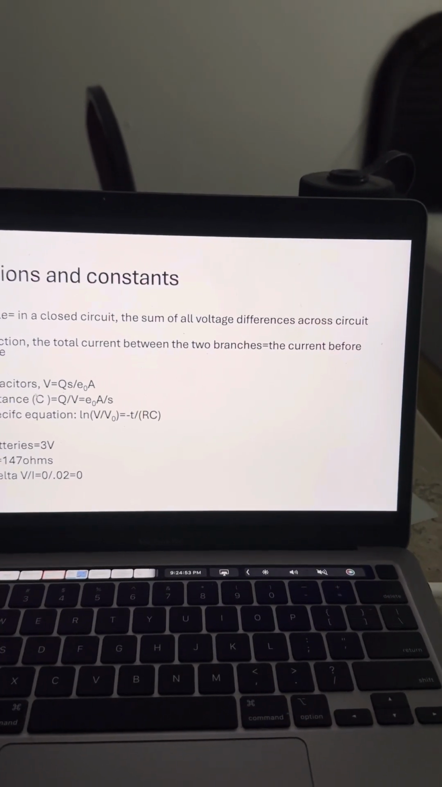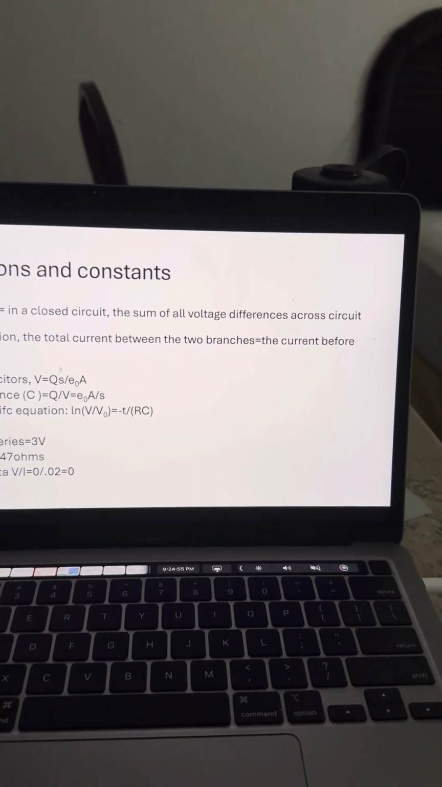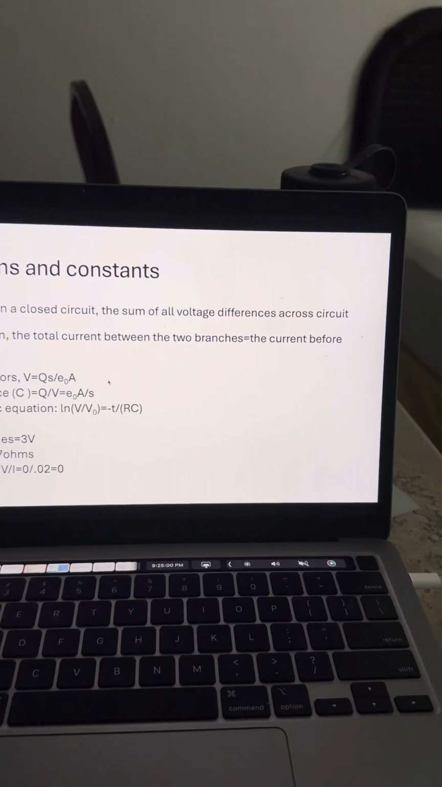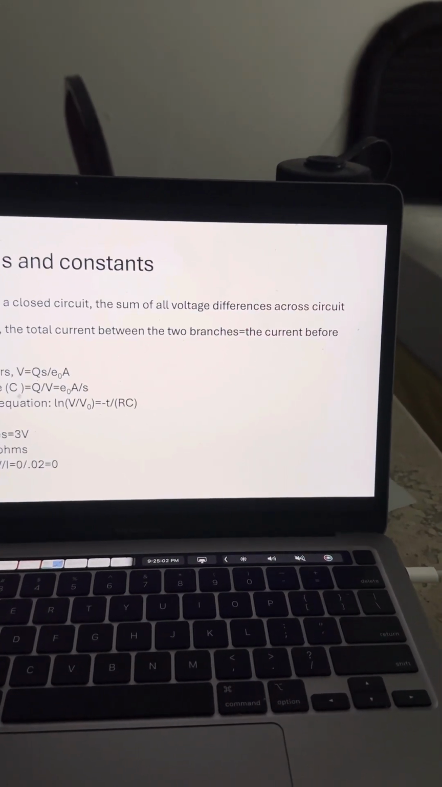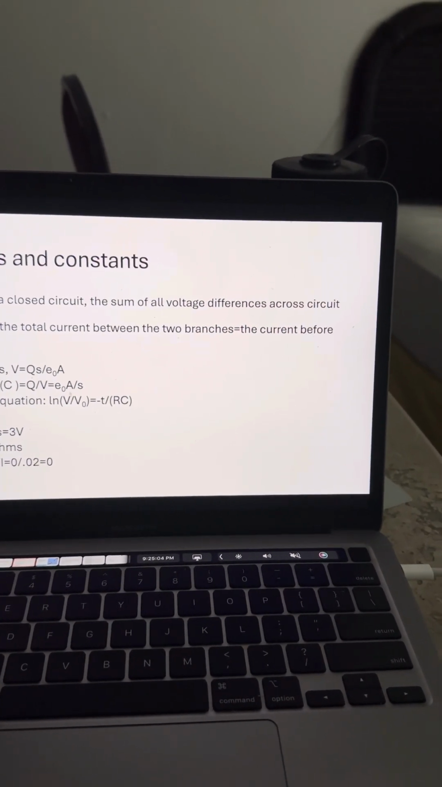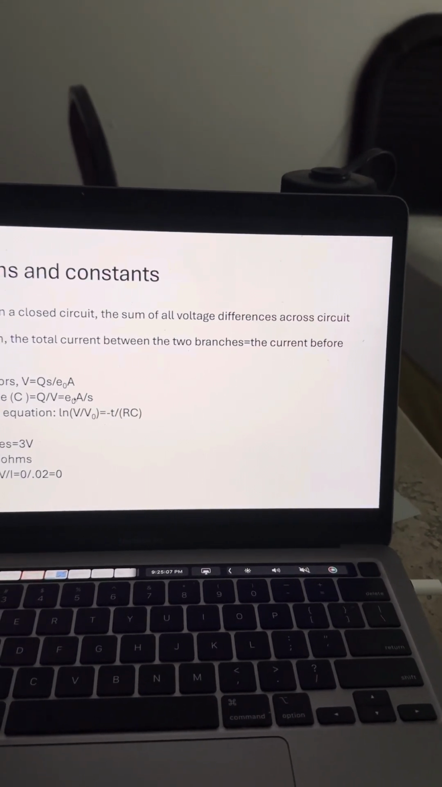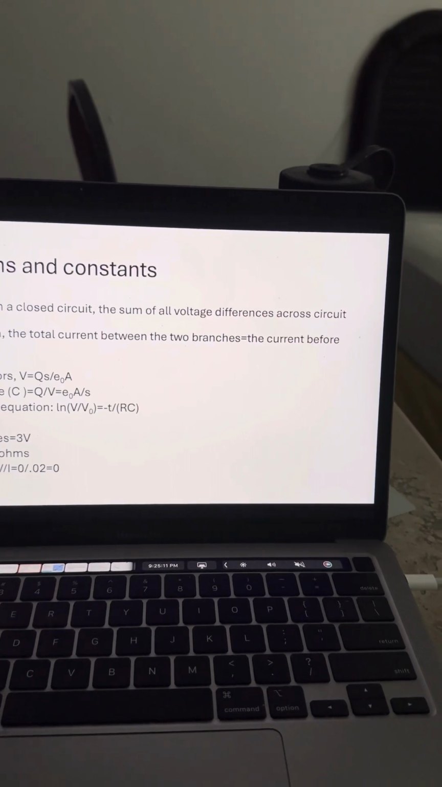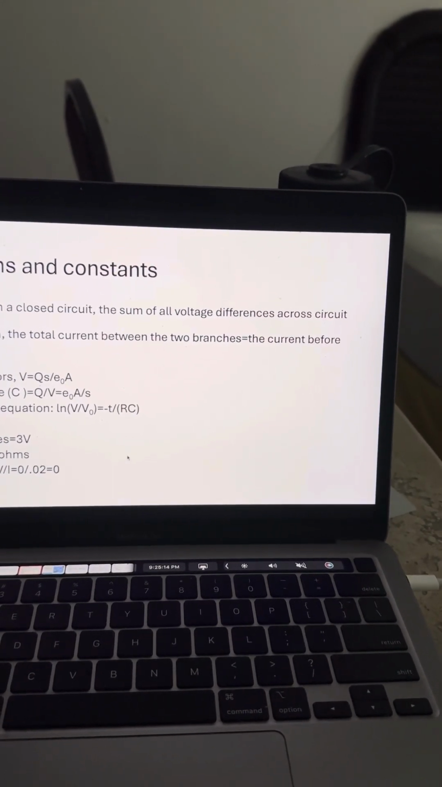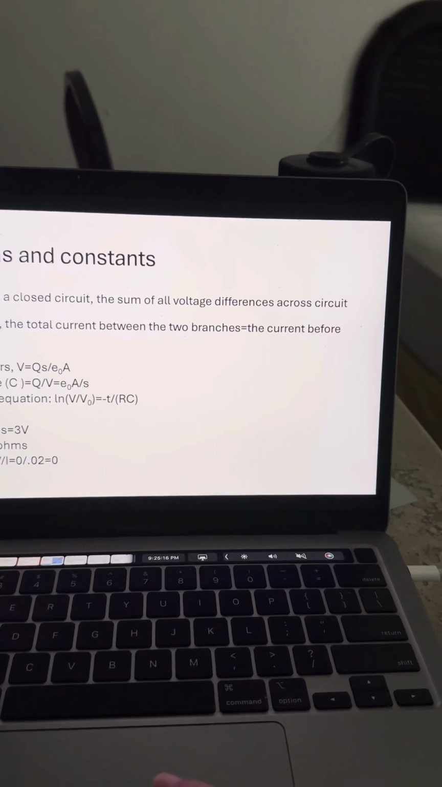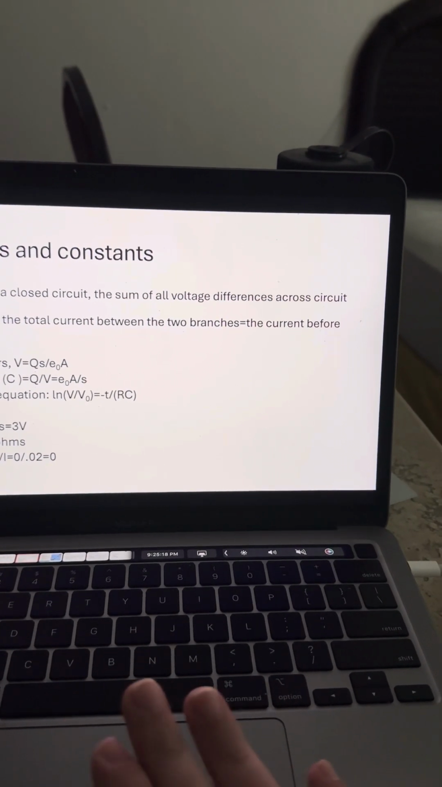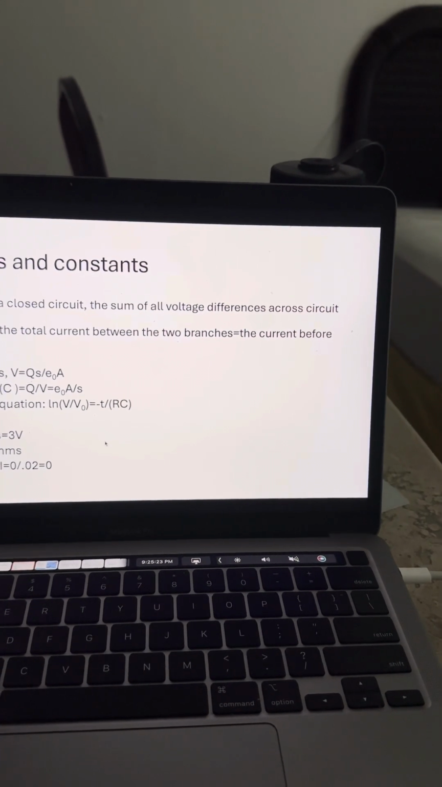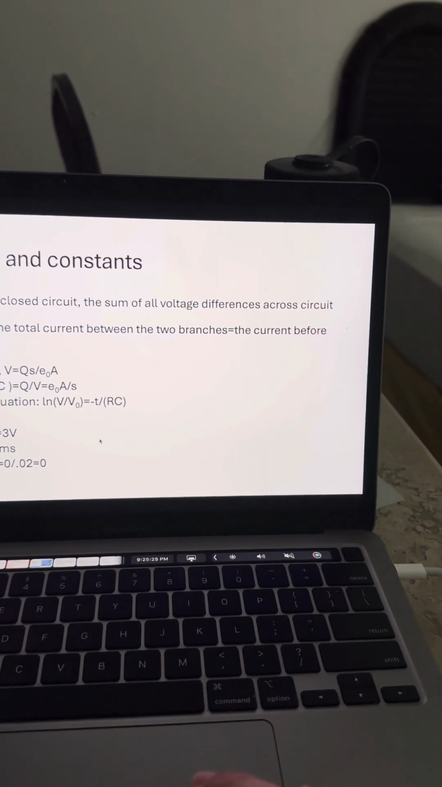For capacitors, voltage equals charge over distance between plates over E naught times area of the plates. Capacitance C equals charge over voltage, which equals E naught area divided by the distance. In the lab-specific equation, the natural log of the voltage difference over the initial voltage potential is negative time over RC for charging capacitors.